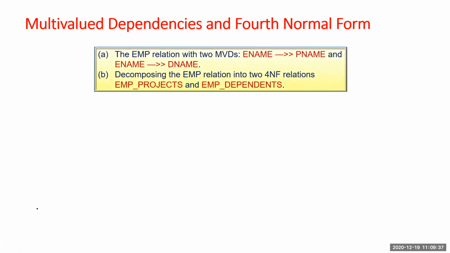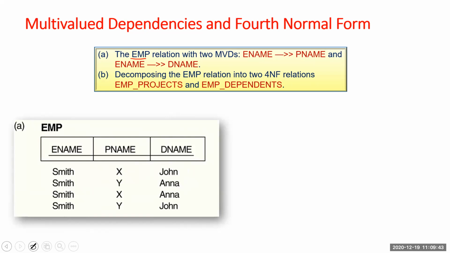Now, before going into the definition of fourth normal form, we will first see the definition of multivalued dependency. Let's take an example. In the example, we have an EMP relation with two MVDs. That is, ename multi-determines pname, and ename multi-determines dname. We will come across such tables.